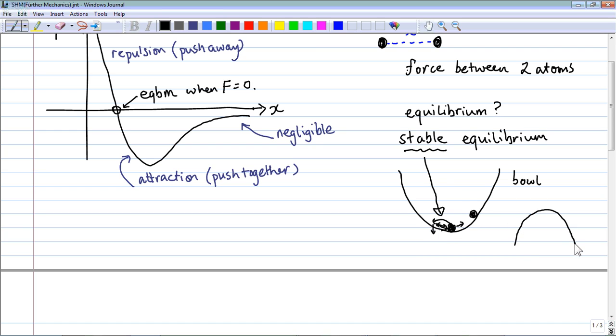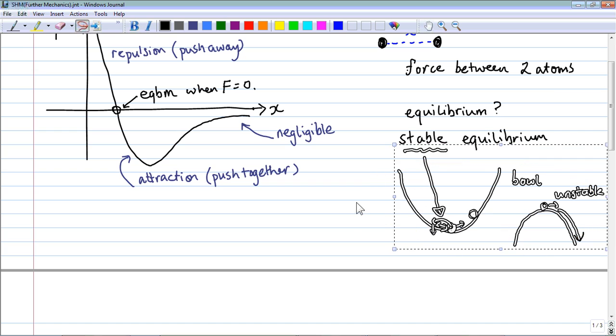Now the opposite, of course, would be the bowl is turned upside down and the ball is put on the top. So this ball on top of this bowl is in unstable equilibrium. It's unstable because a small push this way will result in it falling far away from the equilibrium. So that's the idea of stable and unstable equilibrium. Let me just remove these scribbles.